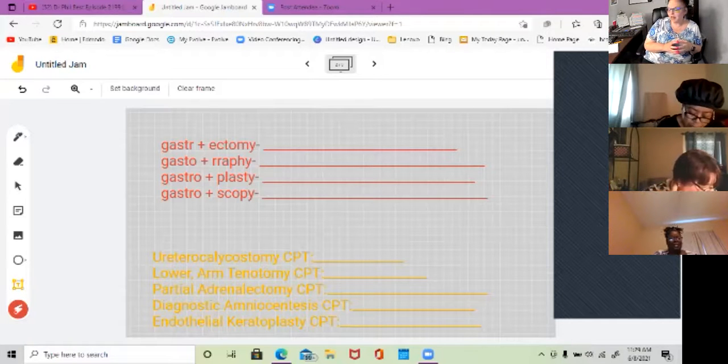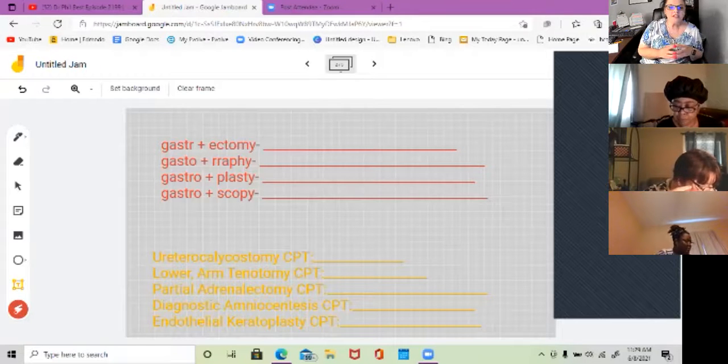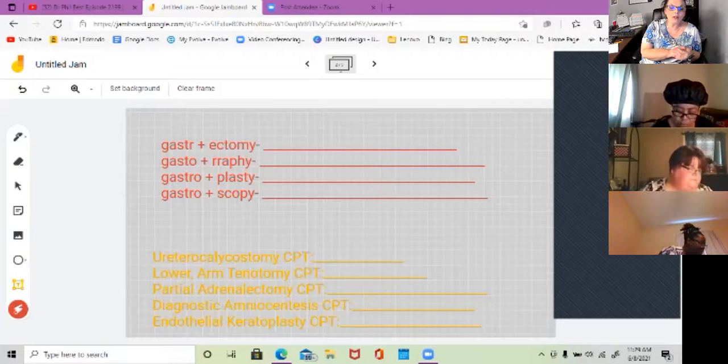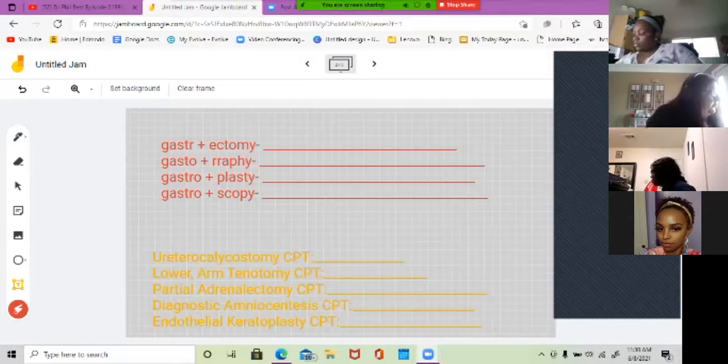And plasty, what does plasty mean? Surgical repair. Surgical repair, that's right. So you see how that comes into play? You may not know what kerato is, but you know that we're surgically repairing something. Miss Roblin, this is going to be yours when you're ready.